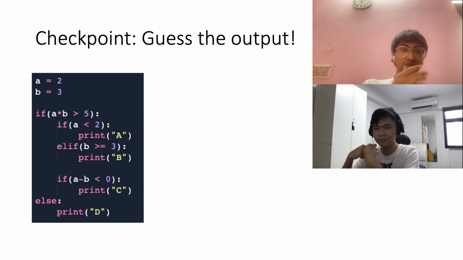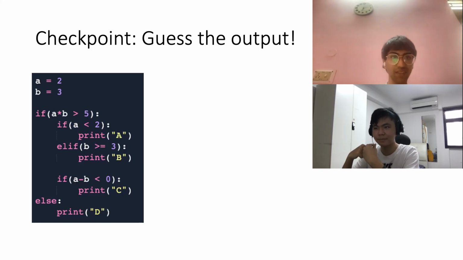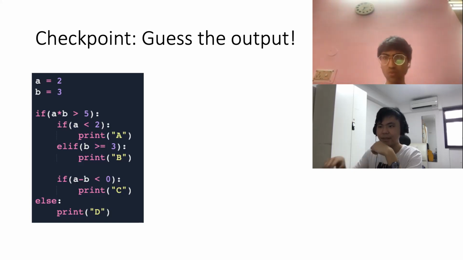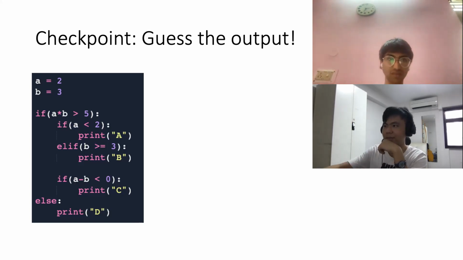Wait, I'm a bit confused. So if elif happens, so if A minus B is independent of the elif, right? That's right. This is related to the absolute first, the if A times B is more than 5. Correct. Okay, which is true. So print B. Then after that, if A minus B is less than 0, so A minus B is -1. So I'll print C. That's right. And would it print D? No. Yeah, absolutely correct. It prints B and C.